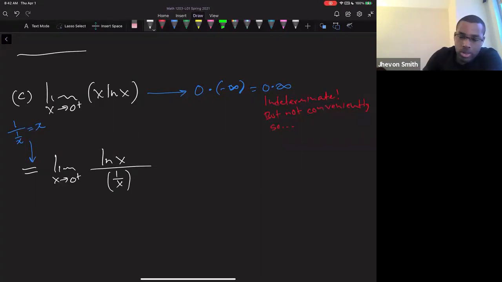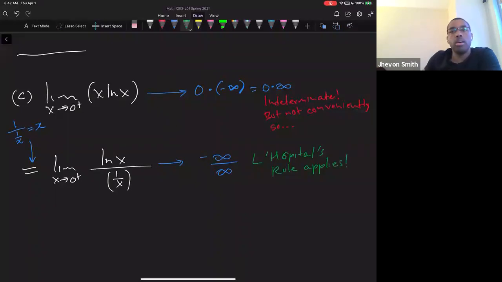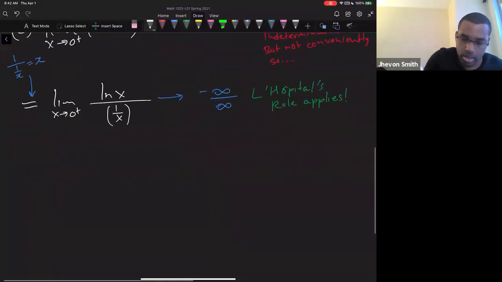And now you'll notice that if I check the limit as x approaches 0 from the right, the numerator goes to negative infinity. The denominator, 1 over x, goes to positive infinity, because we know the graph of 1 over x on the right side. So this is infinity over infinity. At this point, you notice L'Hopital's rule applies. So now you take it to the hospital.